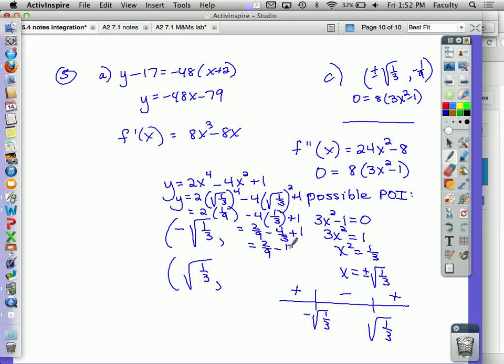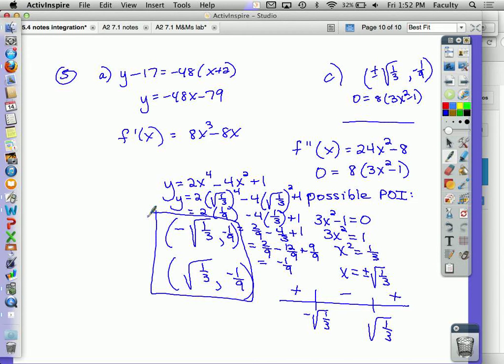So let's build a common denominator. The common denominator is 9. So I got negative 1/9. So it'll be the same for both then. Sorry about that cloudy mess there. So those are your points of inflection. All right, that's number 5.